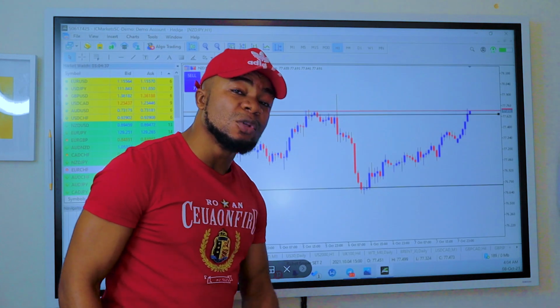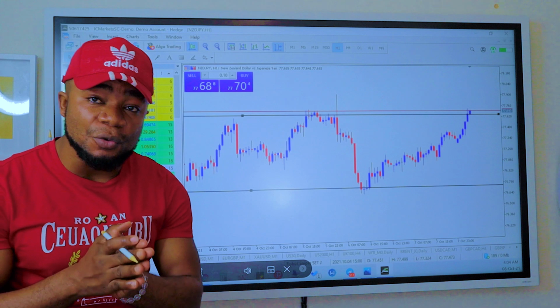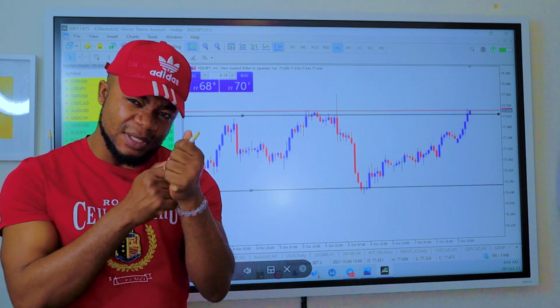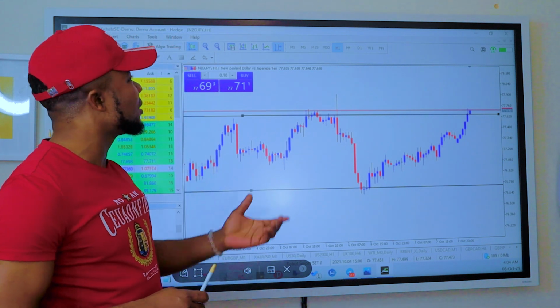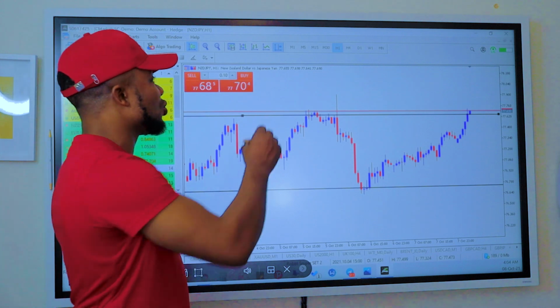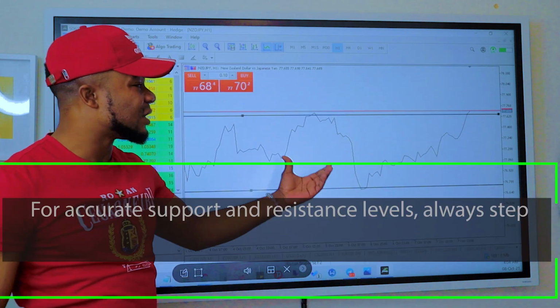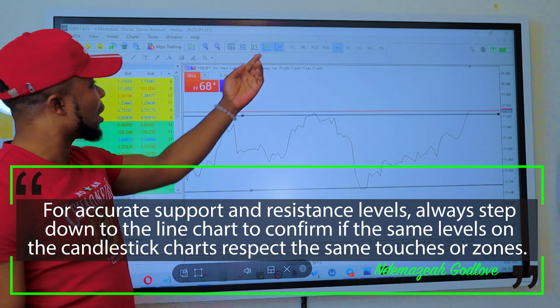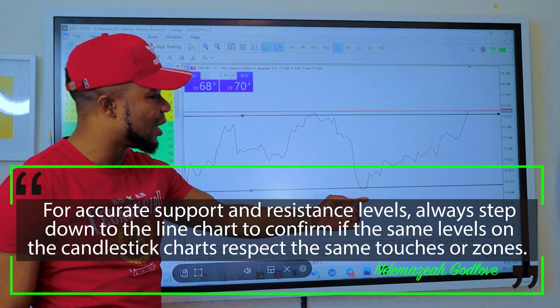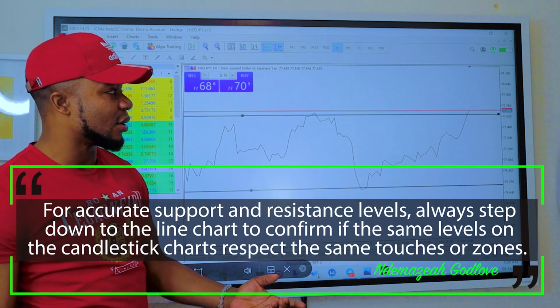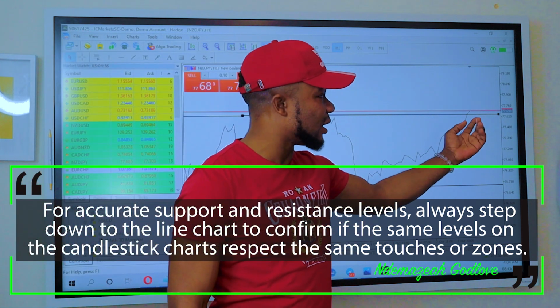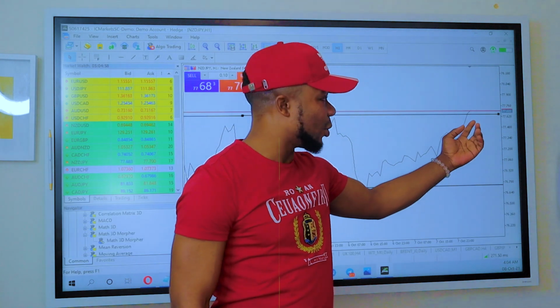And for you to know if that is an accurate, sniper support and resistance, always go back to the line chart. You just click here on the line chart and you see if it respects. When I click on the line chart, you can see the same levels are respected, all right? And this is the current market price. You can see it's actually piercing through the support and resistance zone.